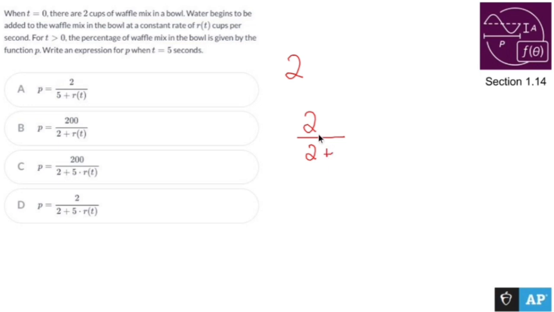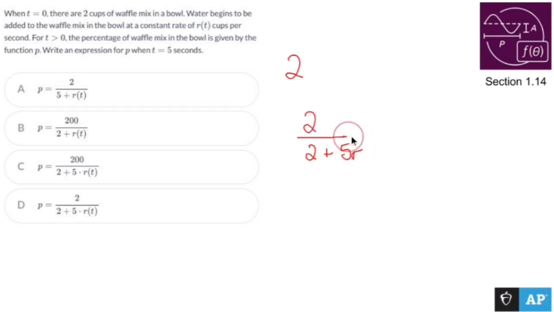So now what we're going to do is add a certain amount of water to the mix. So if we were to add, what are we dealing with? Cups. So if I were to add half a cup, I would have 2 plus a half. Now I don't know how much I'm adding. All I know is that I'm adding for 5 seconds and I'm adding at a rate of r. So it's going to be 2 over 5 times r.